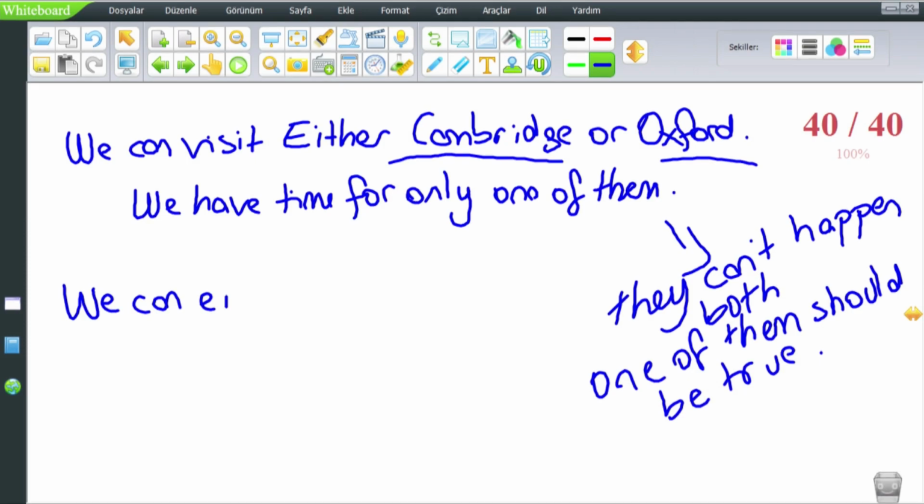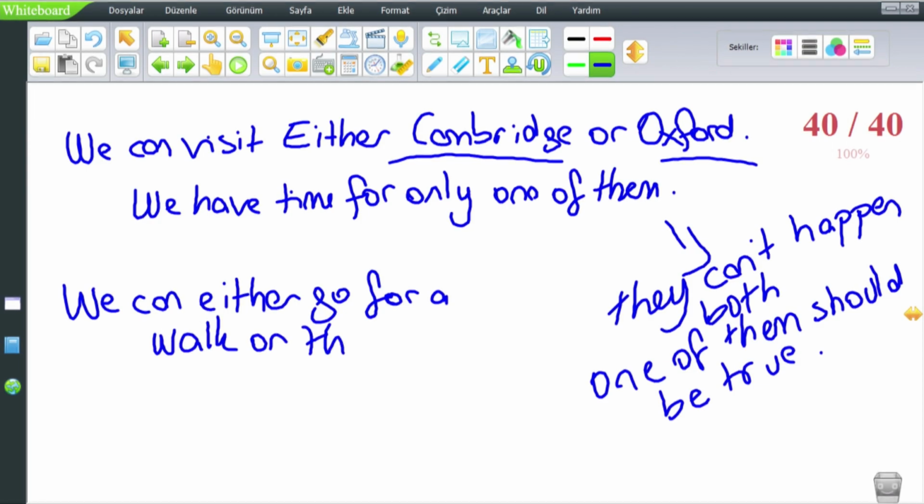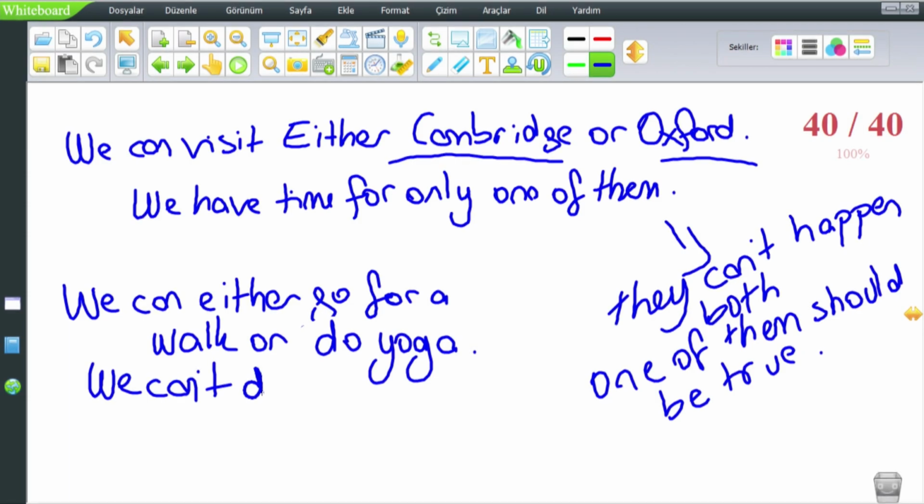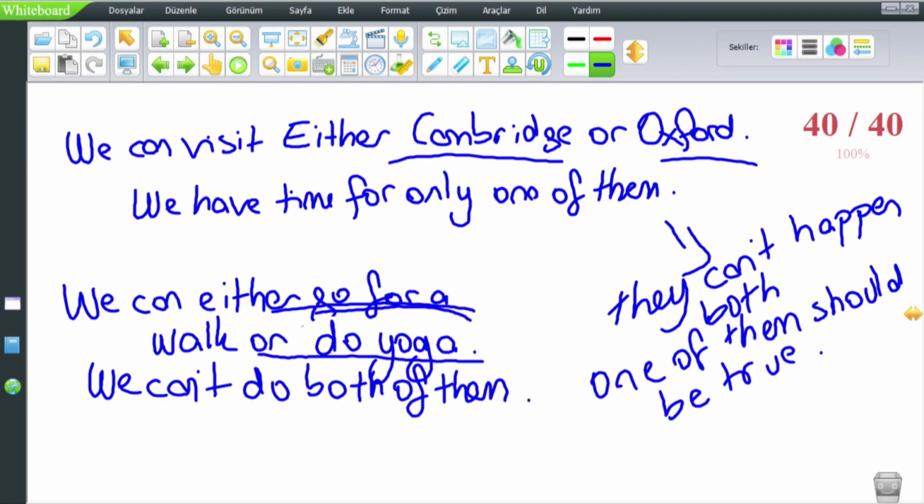We can either go for a walk or do yoga. We can't do both of them. Again, both of them are possible, but we can only choose one of them. Either we will go for a walk or we will do yoga. We can't do both of them.